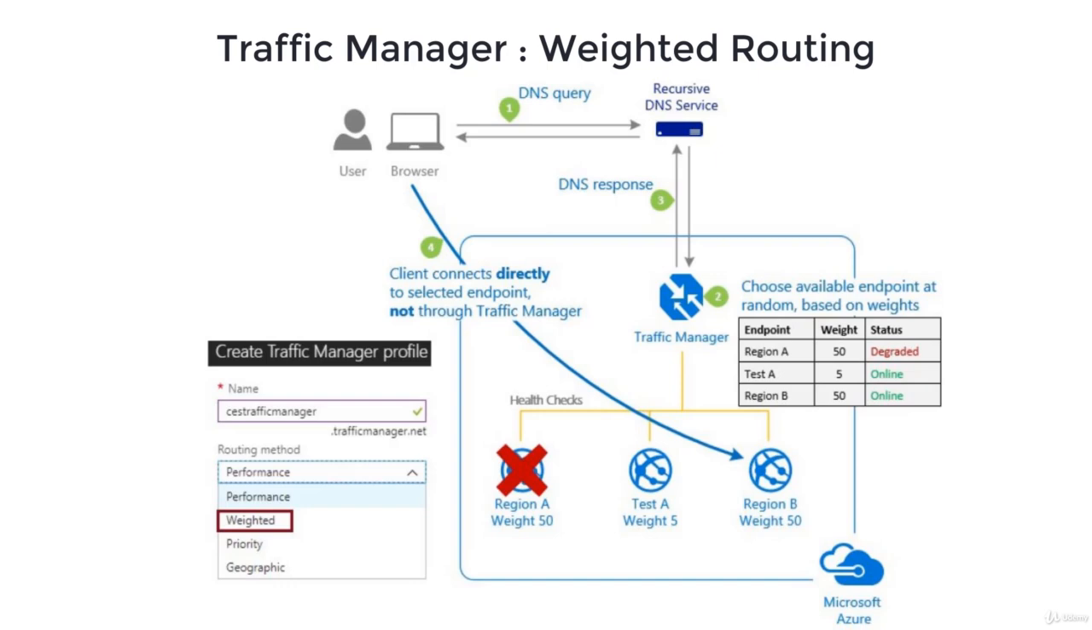Using higher or lower weights on specific endpoints causes those endpoints to be returned more or less frequently in the DNS responses. So the weighted routing method is a method where you would like to prefer one endpoint over another endpoint, depending on how much load you would like to send to that particular endpoint.